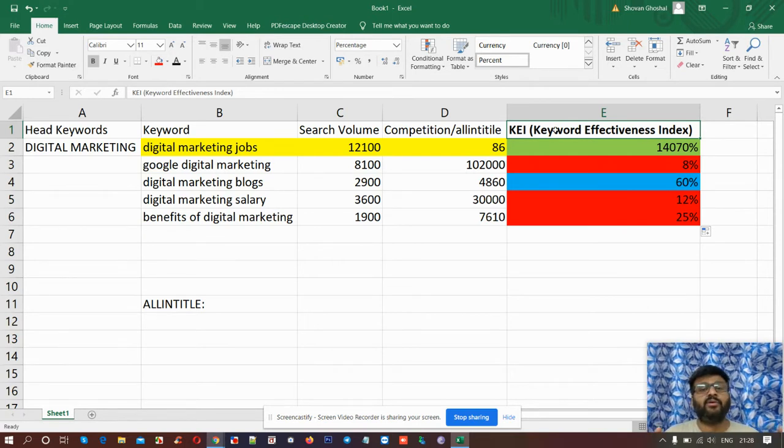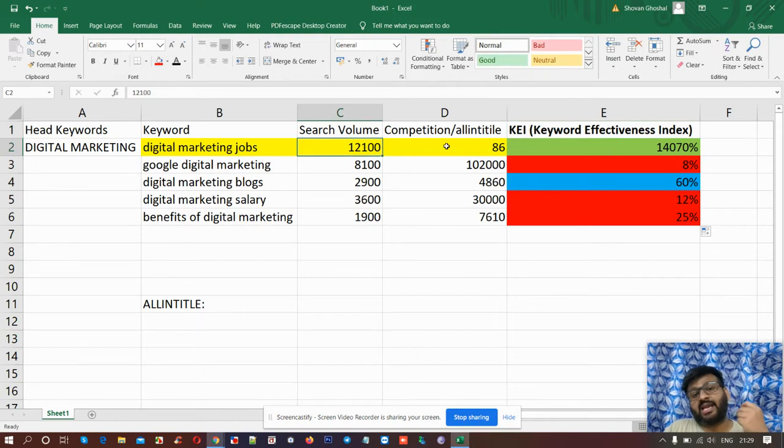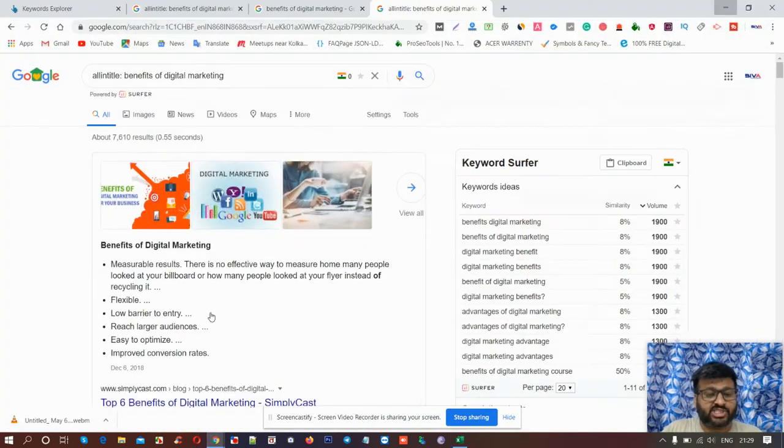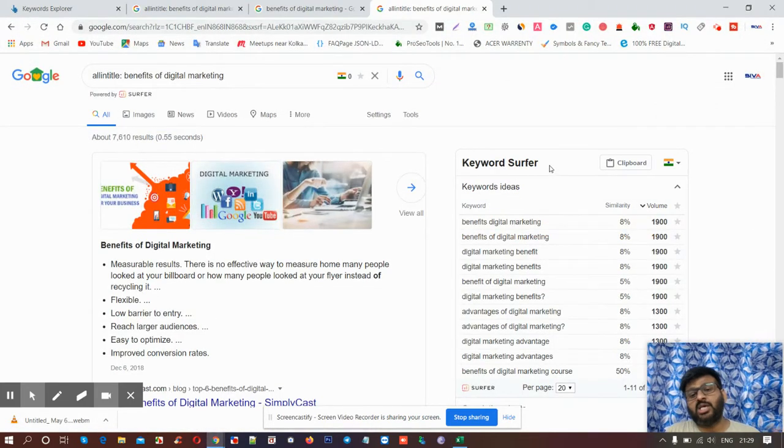And you will have to work with two other important things: one is the search volume and the other is the competition. Okay, now how will you get the search volume? That is your question. To find the search volume of a keyword, you can use an extension, and the name of the extension is the Google Chrome Keyword Surfer extension.